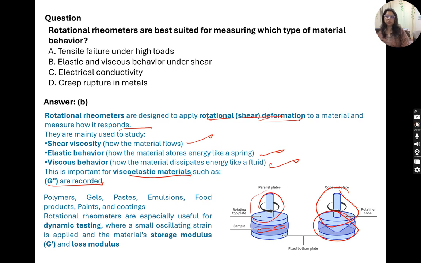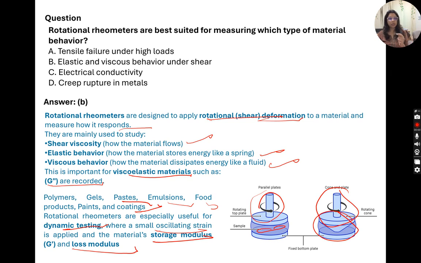and the energy dissipated, in the form of the loss modulus, can be measured with these kinds of rotational rheometers. Generally, materials like polymers, gels, pastes, emulsions, food products, paints, and coatings can be used in rotational rheometers for dynamic testing, where a small oscillating strain is applied and the material's storage modulus and loss modulus are recorded. So these kinds of materials can be used to measure their elastic and viscous behavior under shear stress after the rotation.